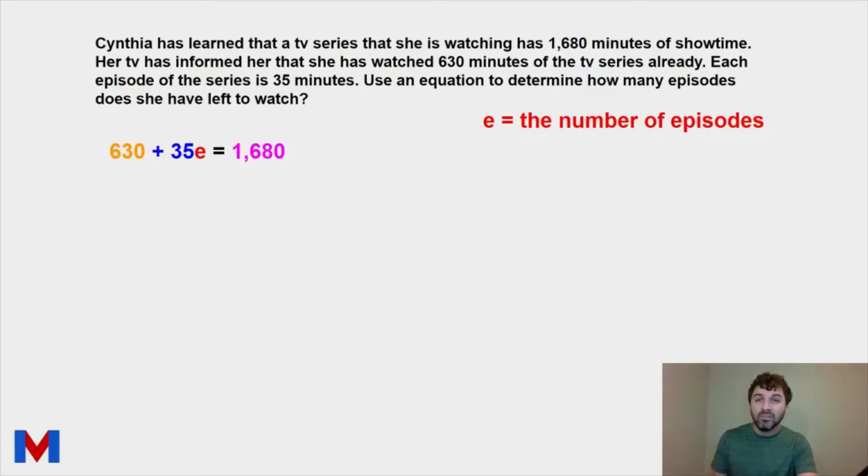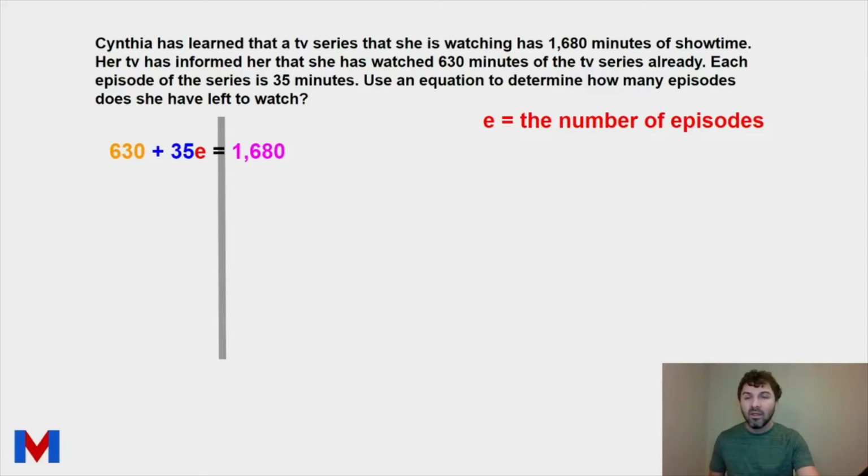Now to solve this equation. First thing I'm going to do is I put this little bar down. And this bar, one, tells me where to put the equal sign. And two, it's a reminder that whatever I do to one side of that bar, I've got to do the exact same thing to the other side. Because remember, an equation is balanced. Okay? It's equal. So if I do one thing to one side of that equal sign, I've got to do the same thing, the exact same thing, to everything on the other side of the equal sign.